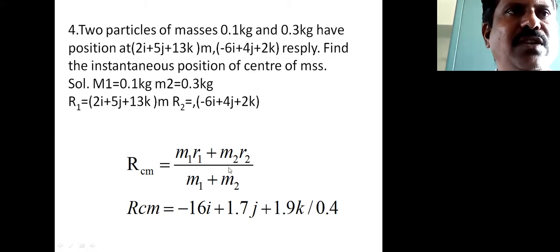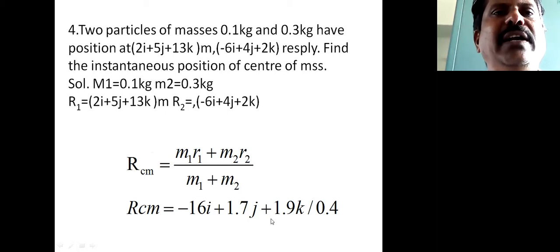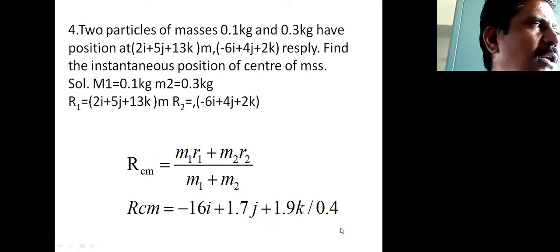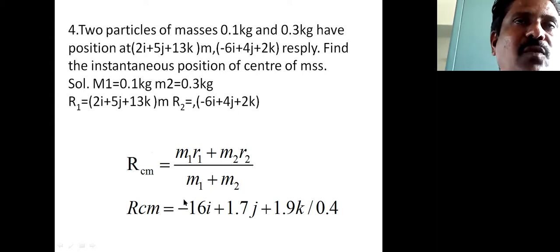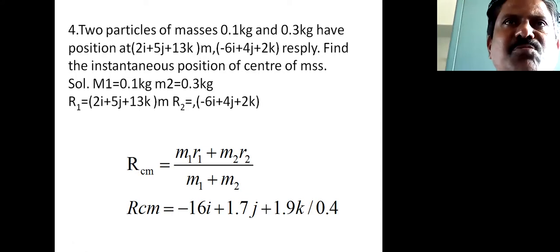Inside these equations, you will get R_CM equals (-6.9i + 1.7j + 1.9k) divided by 0.4. So this is the position vector of the center of mass of the system.